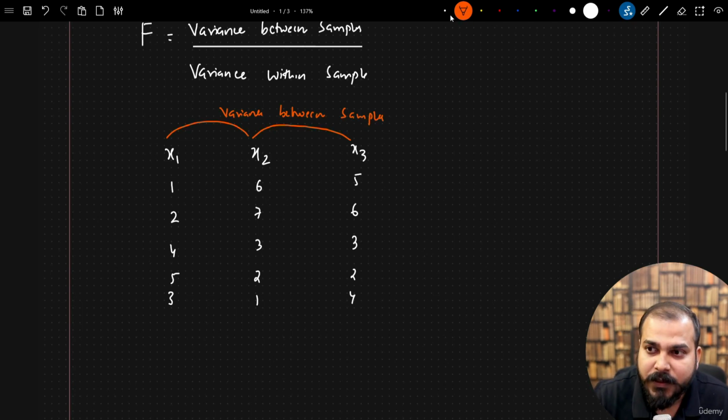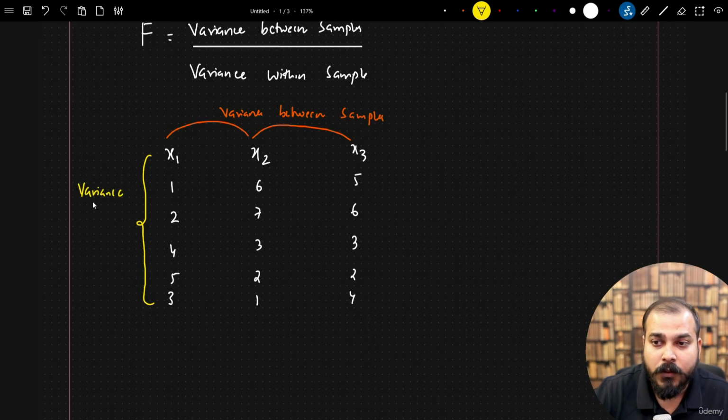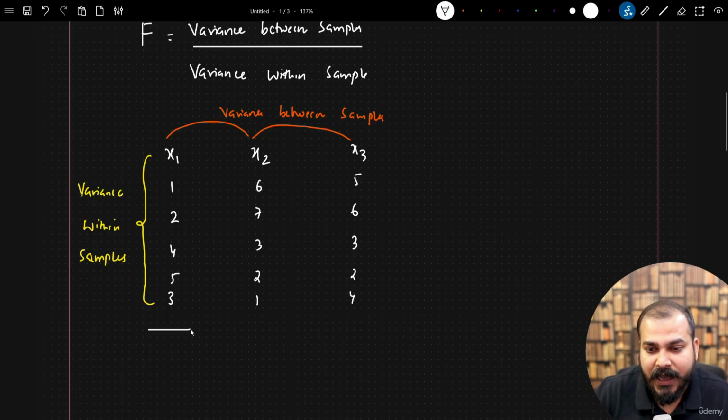Now, similarly, we can talk about variance within samples. What does variance within samples mean? Understand these things. Let's say that I have calculated the mean. For x1, x1 bar is 1 plus 2 plus 4 plus 5 plus 3 divided by 5, which is nothing but 3.